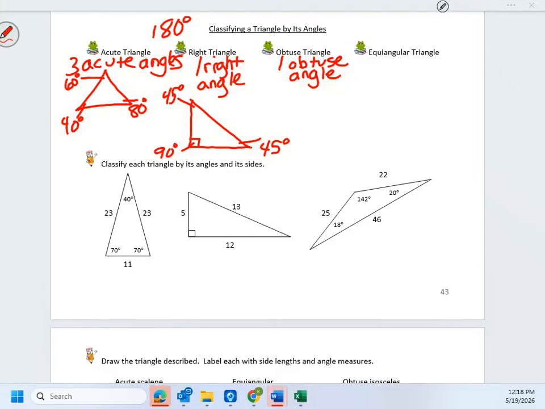So remember, acute angles are all a little less than 90 degrees. Obtuse angles are greater than 90 degrees. So when I draw my triangle, I need to show one angle that's obviously bigger than 90 degrees. I need to label that angle that looks bigger than 90 degrees.